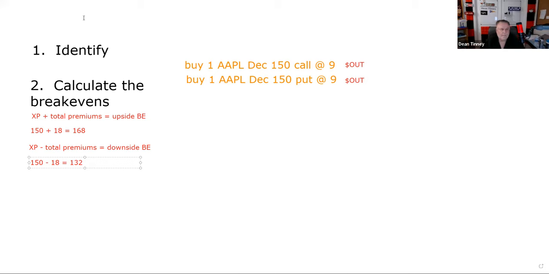So again, here is a picture. Here is a picture of the market price of Apple.